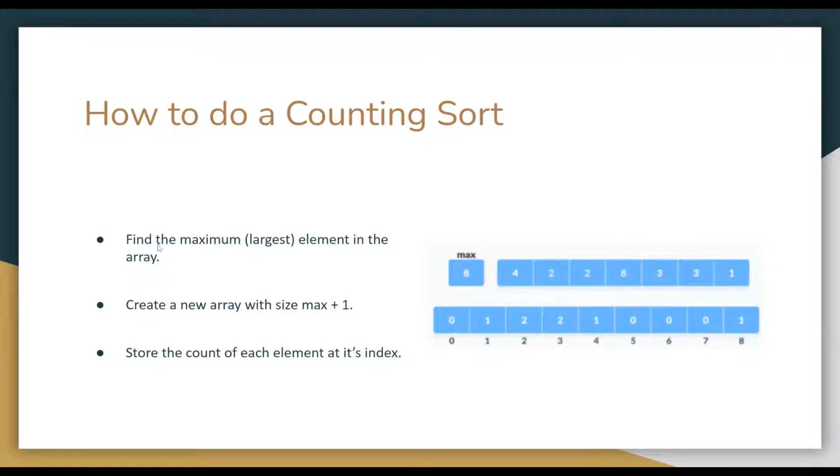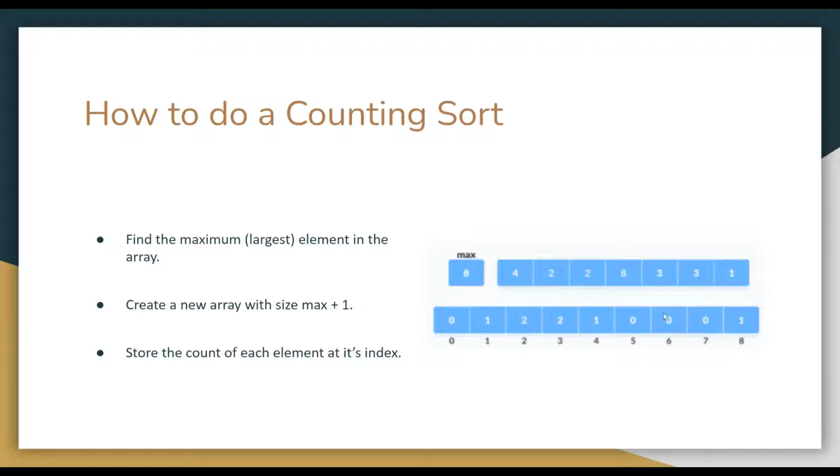Counting sort finds the maximum, largest element in the array, which is shown here, where we have the input array of 4, 2, 2, 8, 3, 3, 1. The largest value in this array is 8, so that will be our max. It creates a new array with size max plus 1, which we see here. This is our count array. It starts at index 0 and ends at index 8.